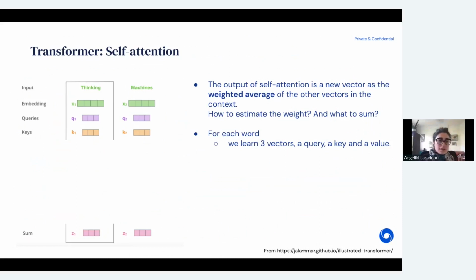So let's see now what we need to do for each word. We are now going to talk here about the word it, so for Z1. But the same process is going to be applied to all the other words. So for it, for Z1, we will need to learn 3 vectors: the query, the key, and the value.